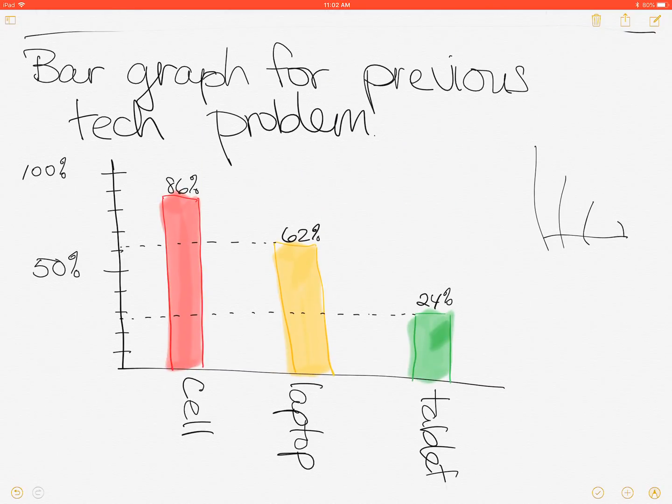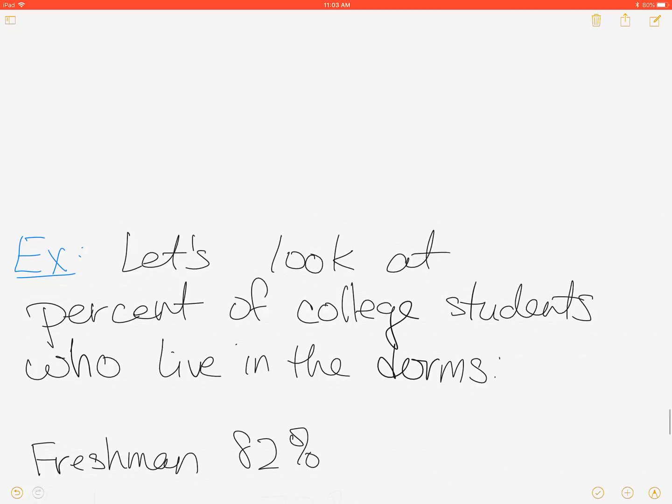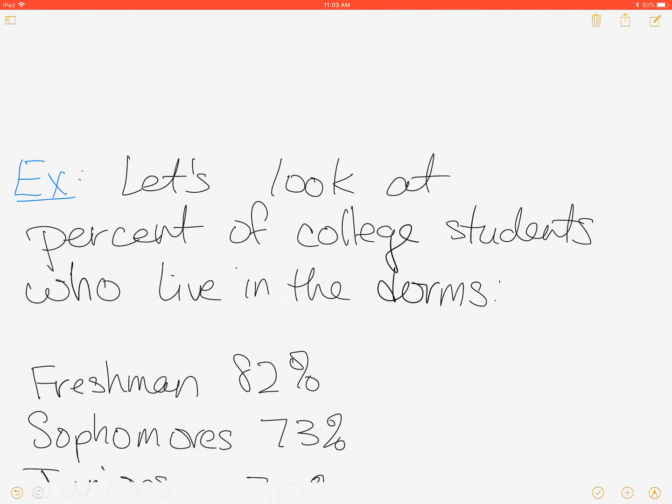Now, if these were counts and not percent, I could literally count how many in each group and then get a total for the whole group, or figure out where half was, do some random stuff. But again, nothing too complicated. So let's do another example.